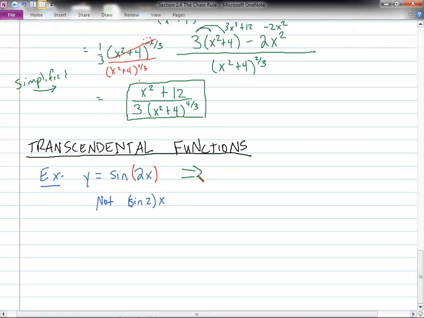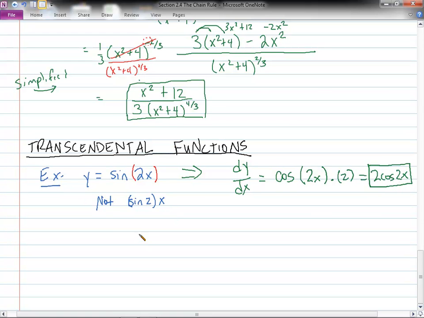Now, if that is the case, then like I said, your container function is sine. That's the outside function. Derivative of sine is cosine, right? You leave the inside alone, so it's cosine of 2x times the derivative of what is inside, which of course is 2. Derivative of 2x is 2. So that leaves you with 2 cosine of 2x. It's that simple. Not much to it.